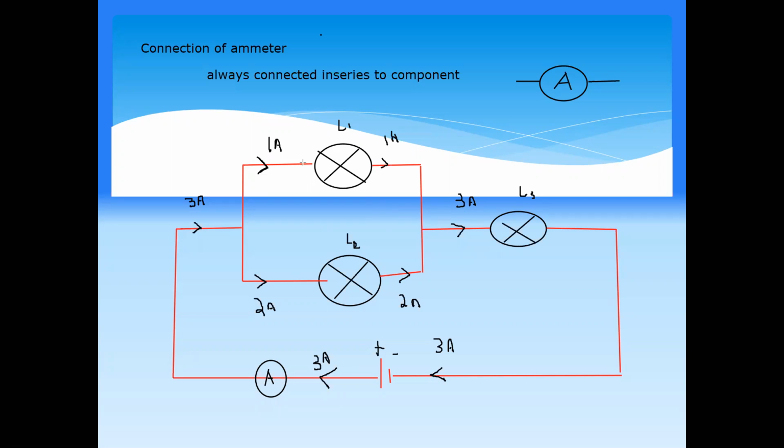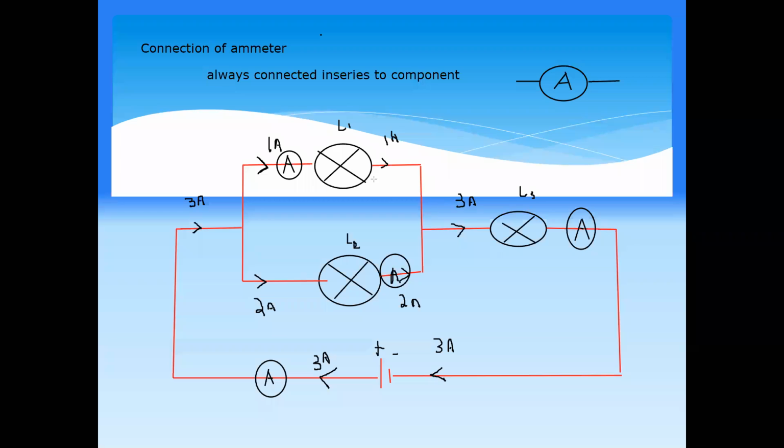If a question says connect an ammeter to measure current in lamp 1, how do we do it? You can connect the ammeter before or after, it will not make a difference. So you connect an ammeter before lamp 1 so that you can measure the current in lamp 1. If I want to measure current in lamp 2, I will connect an ammeter before or after lamp 2. And if I want to measure current in lamp 3, I can also connect before or after and measure the current in lamp 3.